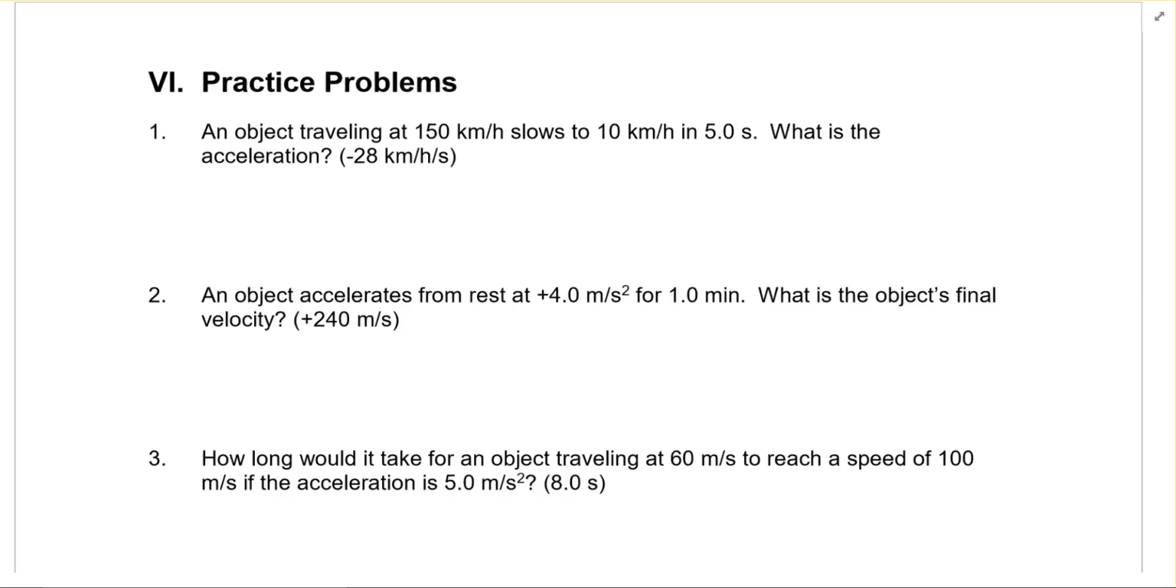So let's go through our practice problems now. First off, this one says an object traveling at 150 kilometers an hour slows to 10 kilometers an hour in 5 seconds. What is the acceleration?